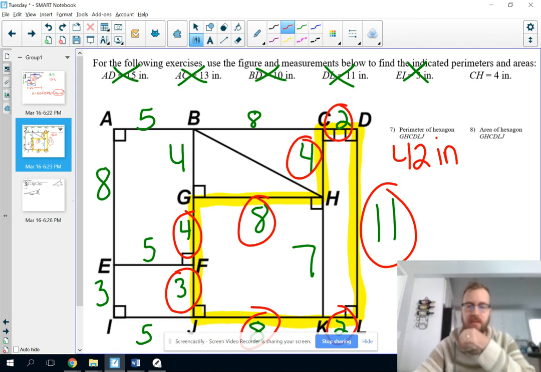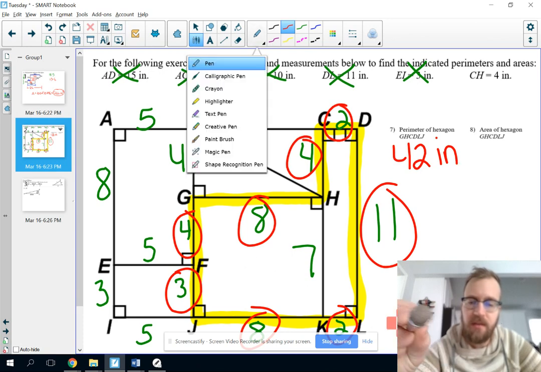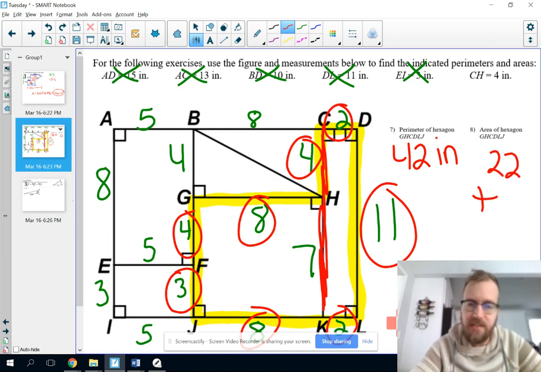And then area, you have a couple options. I think the easiest would be to break up the rectangle. Oop, I only got 25 seconds left, 5-minute videos. So break up the rectangle there. 2 times 11 is 22. Plus 8 times 7 is 56. Gives us a final answer of 78 inches squared for area.